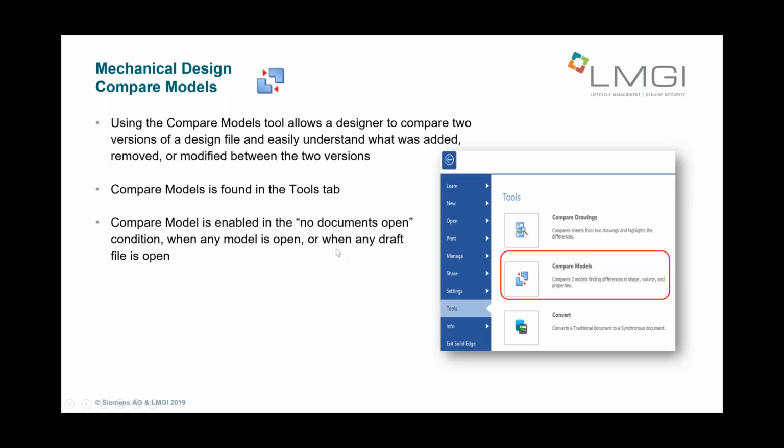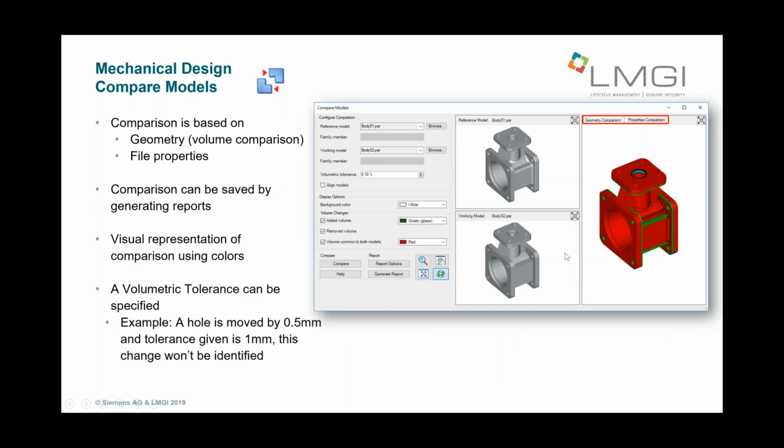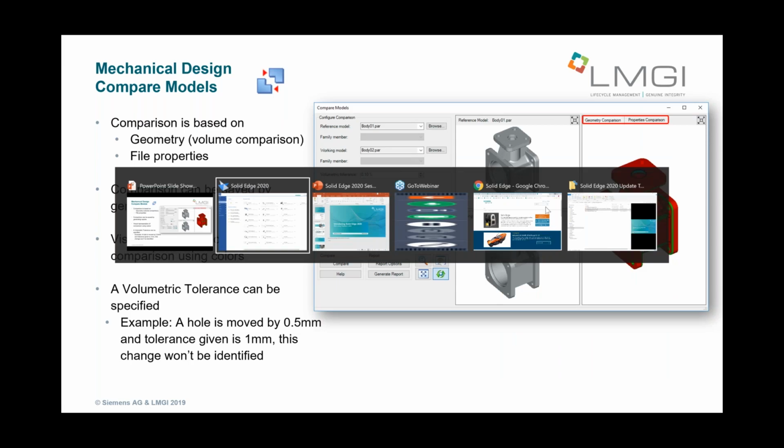Returning here, this is something new. It's called compare models. We've had compare drawings for a little while. This is right where you go to your settings for options. With no files open, you can go to tools, select compare models or compare drawings, and you can compare the volumetric data from one model to another and get some visual feedback. You can even create a report. I'll take a look at that here in Solid Edge.